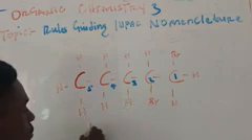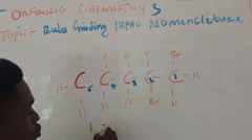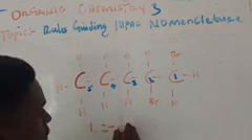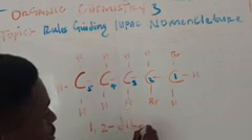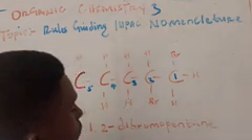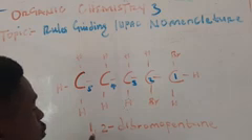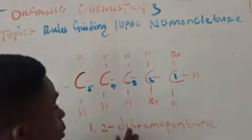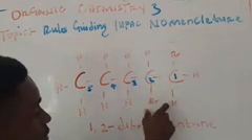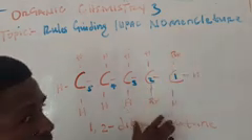1,2-dibromopentane. So this one will be 1,2-dibromopentane. Why is it di? Because we are having 2 similar substituents, and the name of those two similar substituents is what? Bromo.